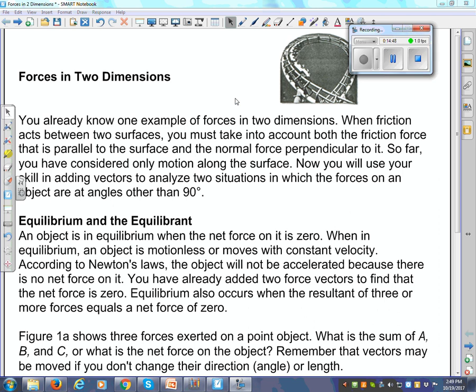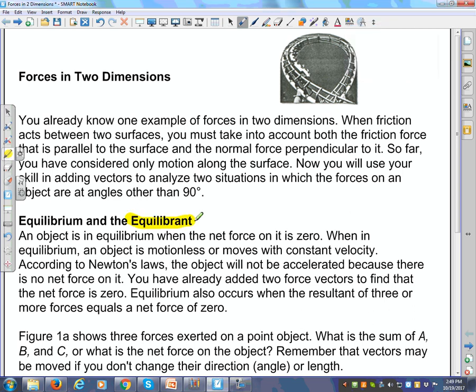So, equilibrium and the equilibrant. There's a new word for you. Equilibrant. An object is in equilibrium when the net force on it is 0. That's key. I don't know if you need to highlight it, but it's certainly key. When in equilibrium, an object is motionless or moves with constant velocity. According to Newton's laws, the object will not be accelerated because there is no net force on it. You've already added two force vectors to find that the net force is 0. Equilibrium also occurs when the resultant of 3 or more forces equals a net force of 0.